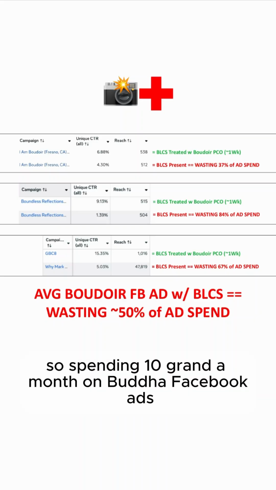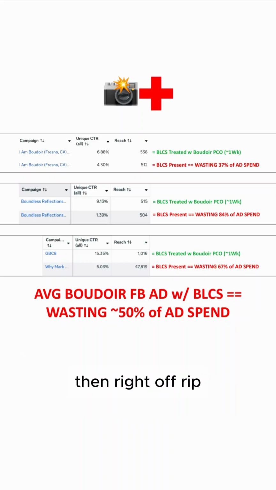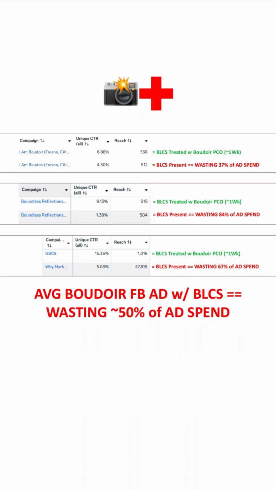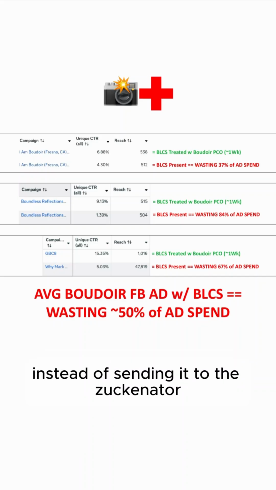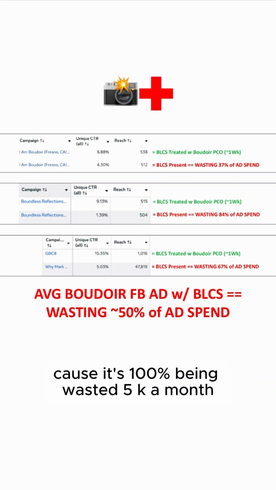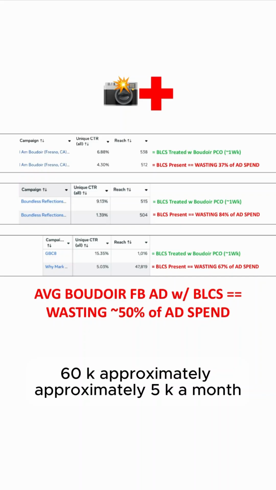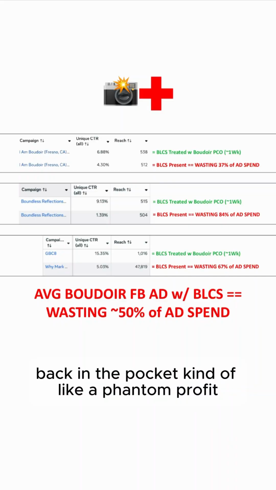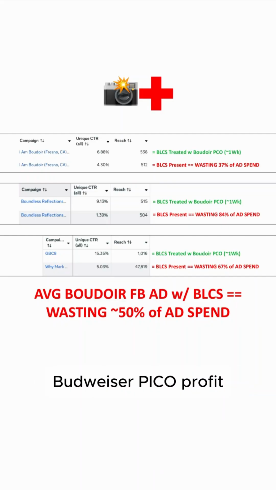So, spending 10 grand a month on Boudoir Facebook ads, right off the rip, approximately 5K every single month is being wasted. And as a result, we can eliminate that. The Boudoir photographer can pocket that instead of sending it to the Zuckinator and getting zero out of it because it's 100% being wasted. Approximately 5K a month, approximately 60K in the next 12 months, back in the pocket, kind of like a phantom profit, Boudoir Pico profit.